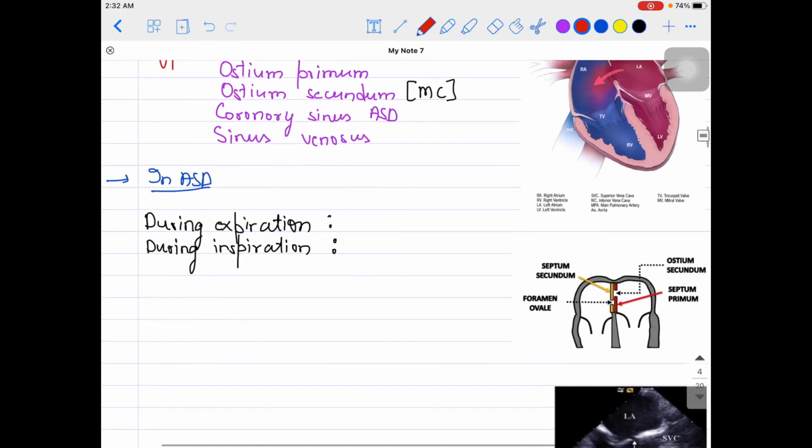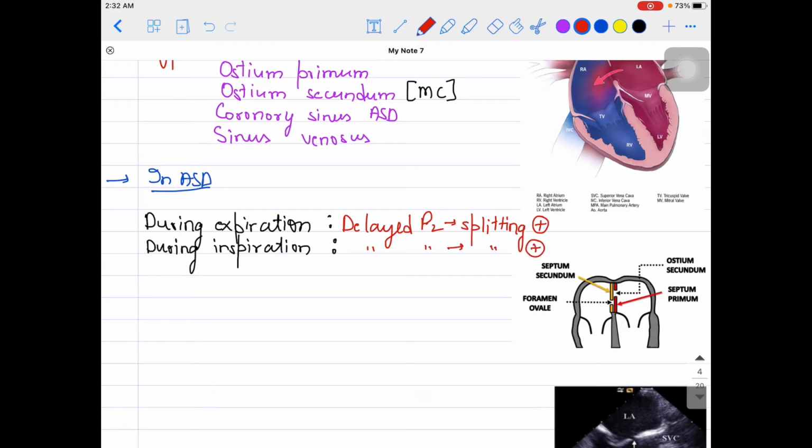So with the red color, I'm just writing this thing. During the expiration, the splitting would be present. So the valve closing time would be delayed over here. So just writing delayed P2 would be seen. Delayed P2 means pulmonary valve closing time, right? So this is a delayed P2. So over there we will be seeing that splitting is present, right? And even during the inspiration, there is a delayed P2 which will be showing the splitting over there.